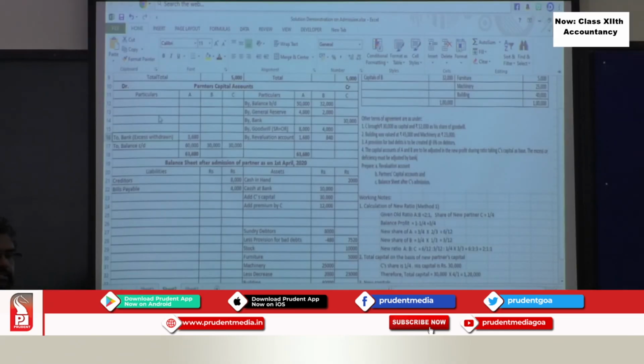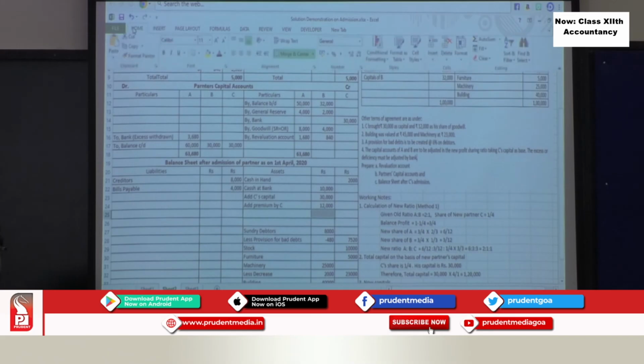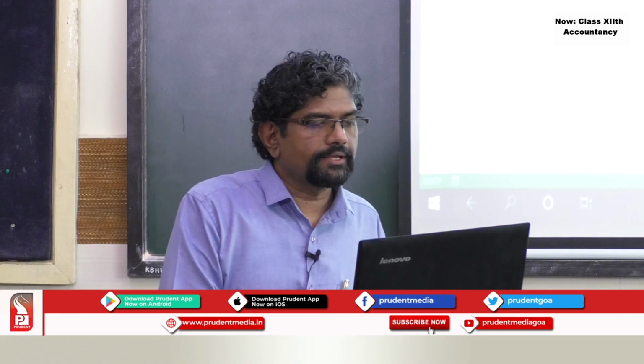So this is the amount withdrawn by partner A. This is the excess amount. As the partner is withdrawing, we will minus it from the bank balance. So the amount withdrawn by partner A, 3,680, we will minus from the bank account, that much bank balance becomes less. What about partner B?